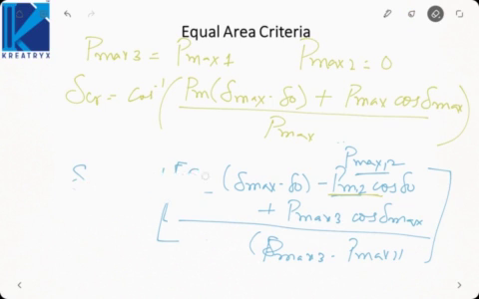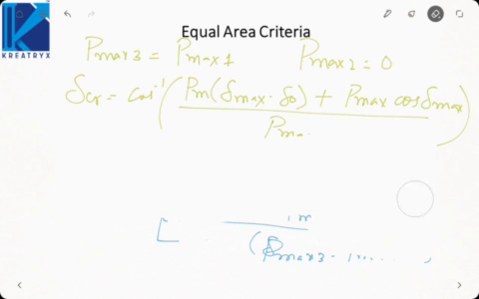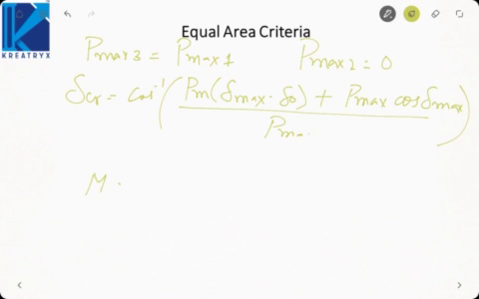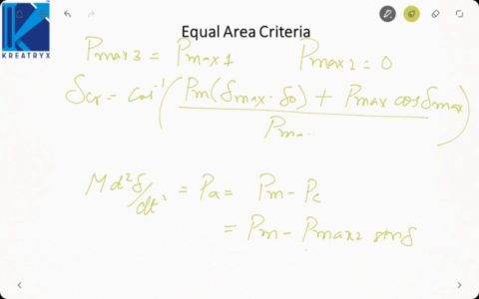But here we cannot determine the critical clearing time. Why? Because if you want to determine critical clearing time, M d square delta by dt square is Pa, which is equal to Pm minus Pe. But now during the fault it will be Pm minus Pmax 2 sine delta. So this term is not constant, hence we cannot directly integrate it. So we will not determine the critical clearing time in this case, because it can only be determined by numerical solution and not directly.